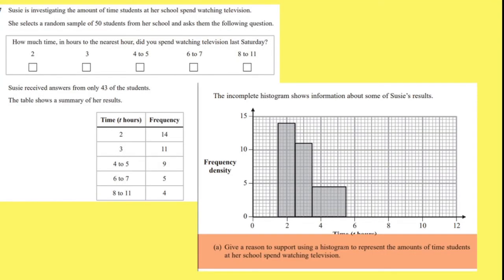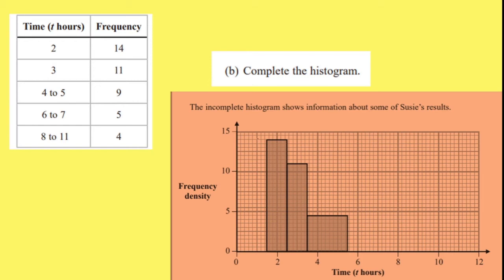Give a reason to support using a histogram to represent the amount of time students at her school spend watching TV. Now I say time is a continuous variable and histograms are good for continuous variables. And that's it. Okay. Right, for B, complete the histogram. Now this says frequency. This says frequency density. They are not the same. Please do not think they are the same.